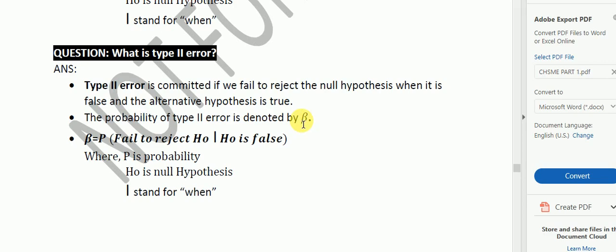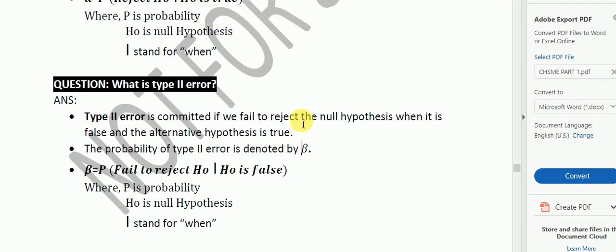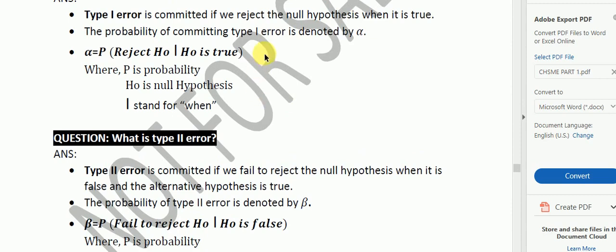Okay, so once the question talks about type 1 error, we know that this is the probability that we reject the null hypothesis when it is true. Type 2 error is the probability basically that we don't reject the null hypothesis when it is false. Type 2 error is committed when we fail to reject the null hypothesis when it is false. So basically what we should have done ideally is we should have rejected it once it was false, and we should have accepted it once it holds true, but we did otherwise.